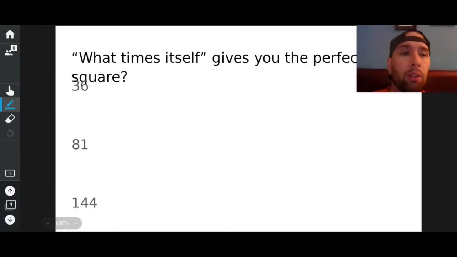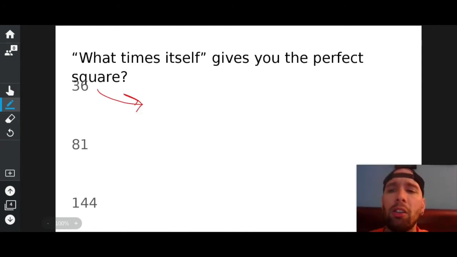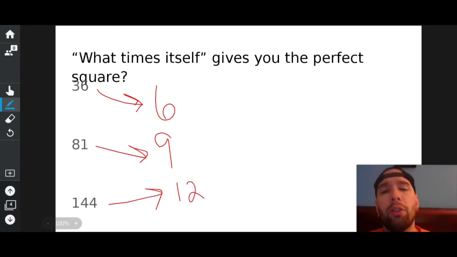Those are perfect squares. Now this is where, like I said, the formatting was all screwy, and in the previous slide it was the same way. What times itself gives you the perfect square? What times itself is 36? 6 times itself is 36. What times itself is 81? 9 times itself is 81. What times itself is 144? 12 times itself is 144. We're going to be dealing with these types of numbers a whole lot in this chapter.